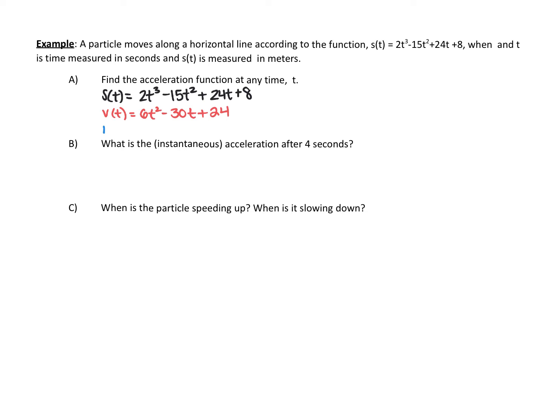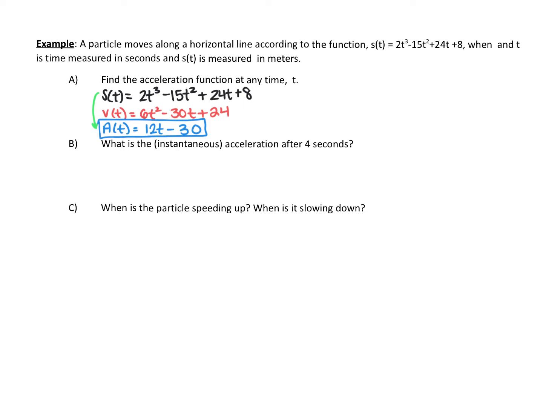Then if I want to find the acceleration function, we're going to take the derivative of the velocity. So the derivative of velocity is 12t minus 30. So it's like going down from each one, we take the derivative of each. So this is your answer to part A. This is your acceleration function at any given time t. So now part B, what is the instantaneous acceleration after 4 seconds or at 4 seconds?